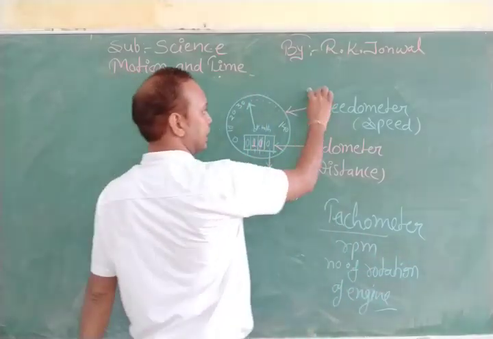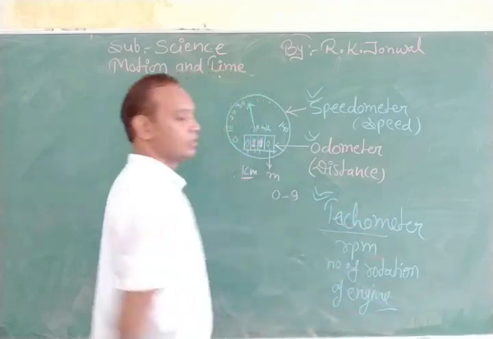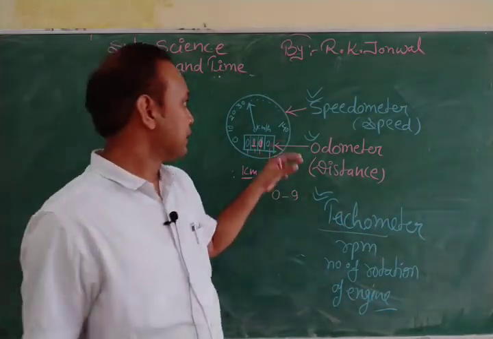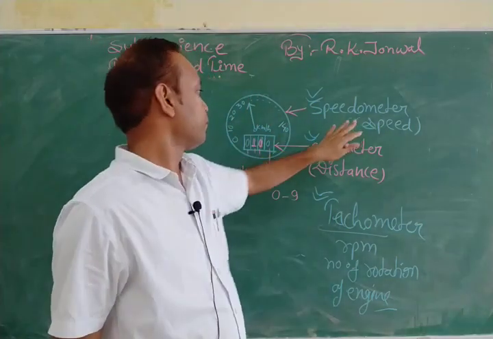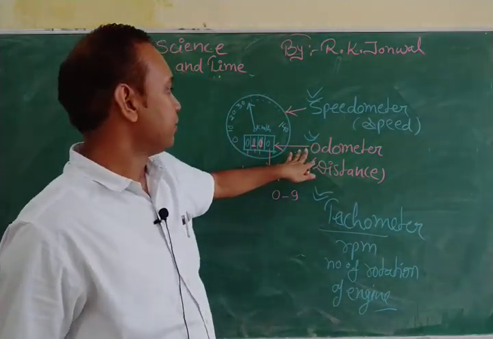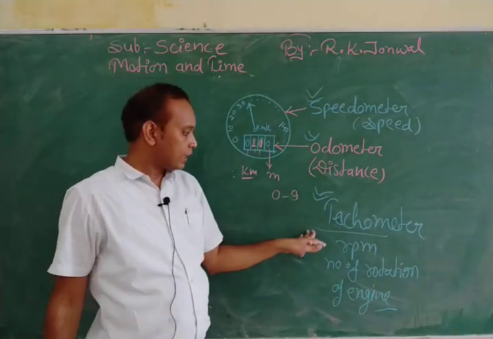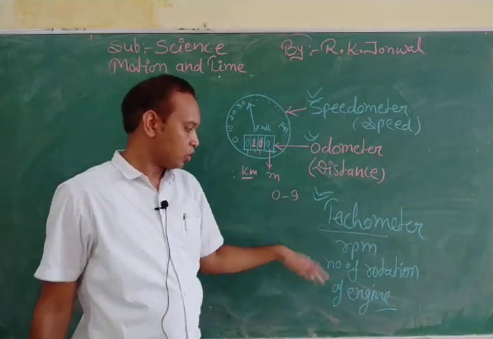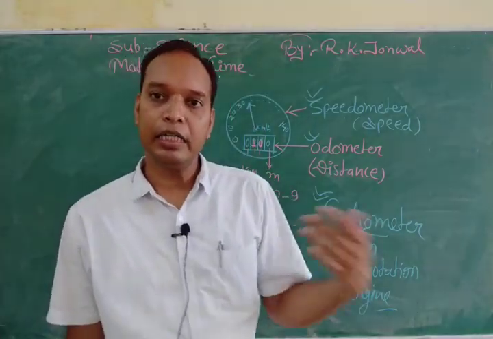So these three instruments you can see in any vehicle. With the help of this speedometer we can find out the speed of that object. With the help of this odometer we can find out the distance covered by that object. And the tachometer is helpful to count the rotation or revolution of the engine shaft.